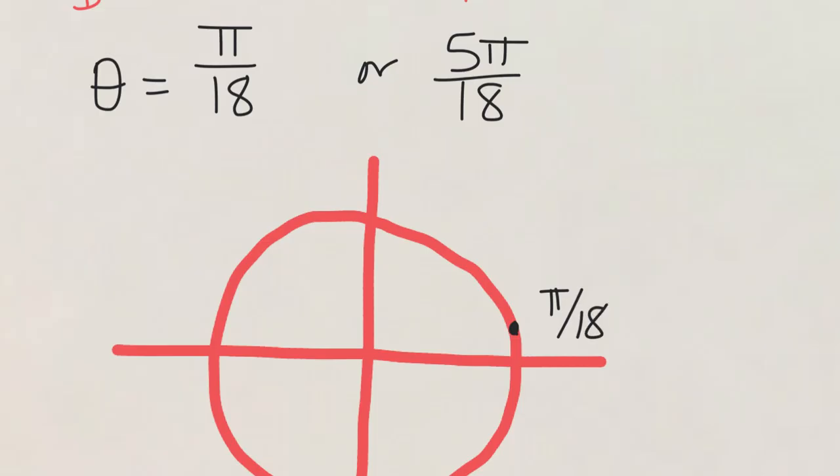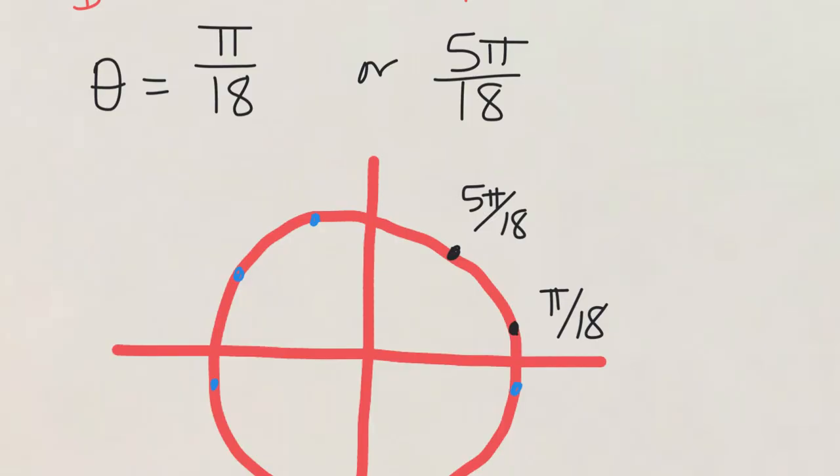Where is 5 pi over 18? If 1 pi over 18 is 10, then what's 5 pi over 18? 50. So both of these come in the first quadrant, which means we're potentially going to have 2 more angles over here, 2 more angles from down here. We're going to potentially have 8 answers. But let's see if that's actually true.